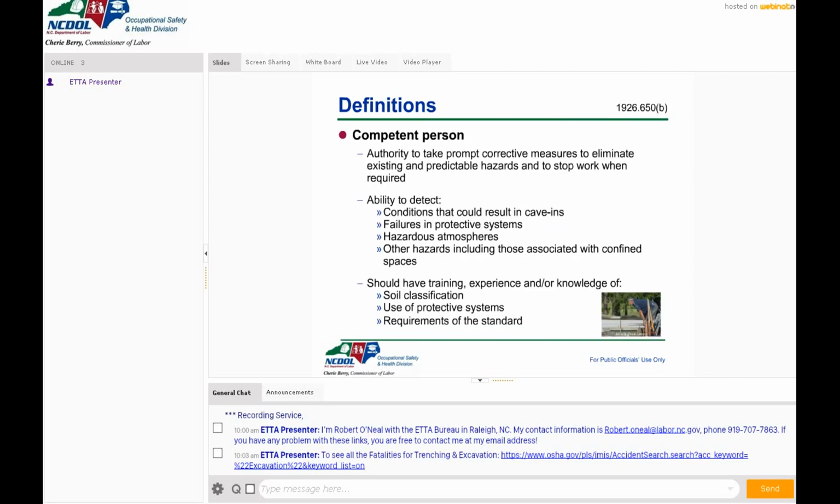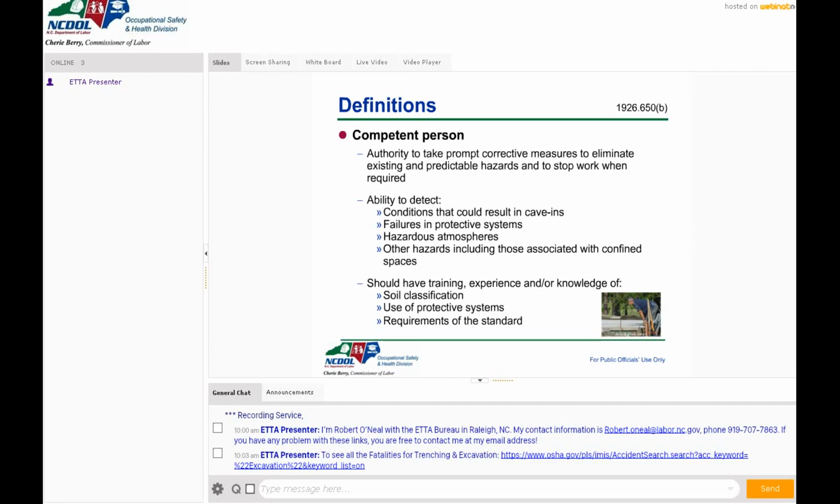Now, this is something that you see in every standard that OSHA has. A competent person should be able to identify everything that we're listing right here as far as trenching and excavation goes. That includes other situations as well. For example, hazardous atmospheres that can cause people to pass out once they get down in there due to lack of oxygen. That competent person must also be able to classify the soil.